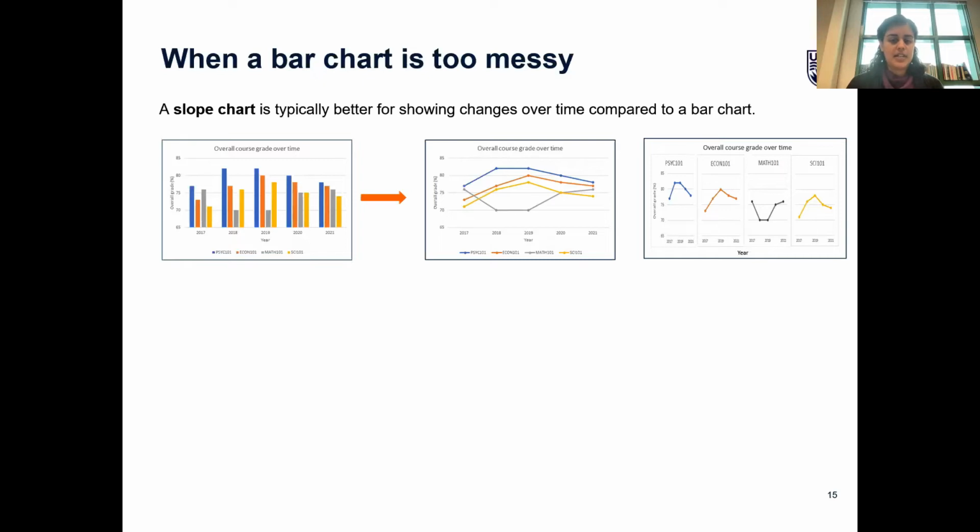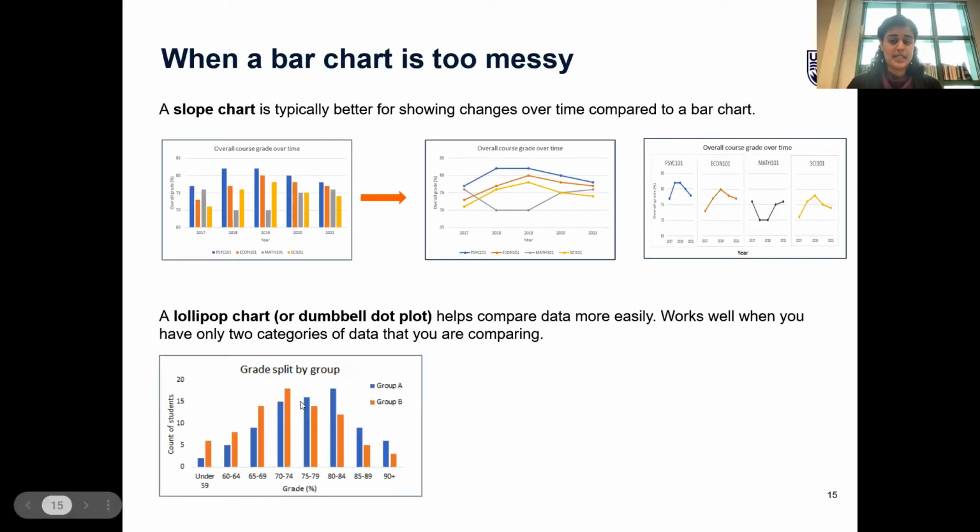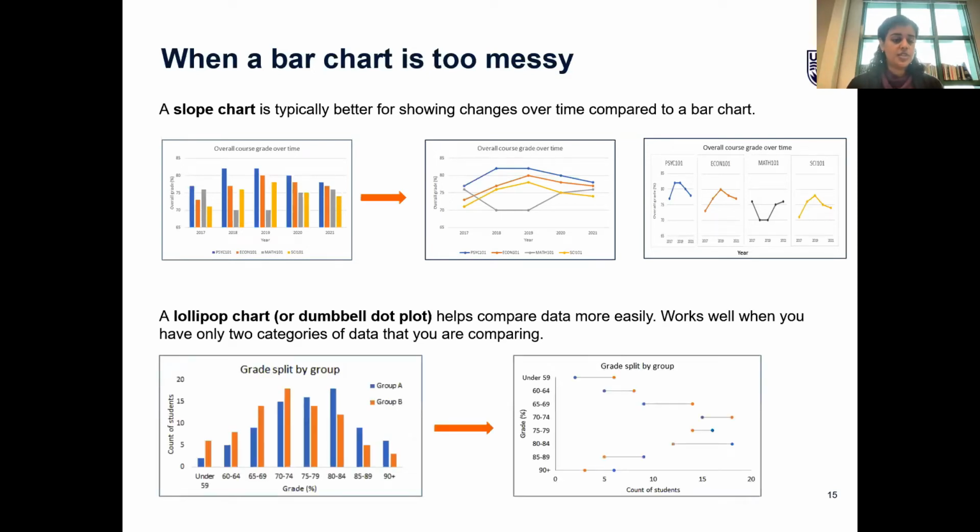And then the other alternative that we might consider is a lollipop chart, which helps compare the data more easily. Particularly when you only have two categories of data that you're comparing and you want to see how they're changing over time or over groups, some sort of split, this is a really helpful and streamlined way to visualize that data.